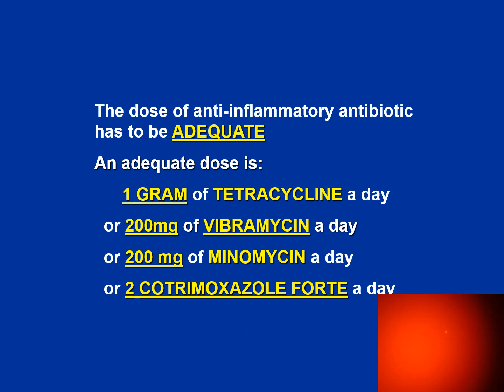The dose of the antibiotic with anti-inflammatory properties has to be adequate. For the average size teenager or young adult, an adequate dose is 1 gram of tetracycline a day, or 200 milligrams of doxycycline a day, or 200 milligrams of minocycline a day, or 2 sulfa tablets a day. The sulfa tablets usually come in combination with trimethoprim, and the combination is called co-trimoxazole. As soon as the pimples dry up and flatten, the dose can be reduced.